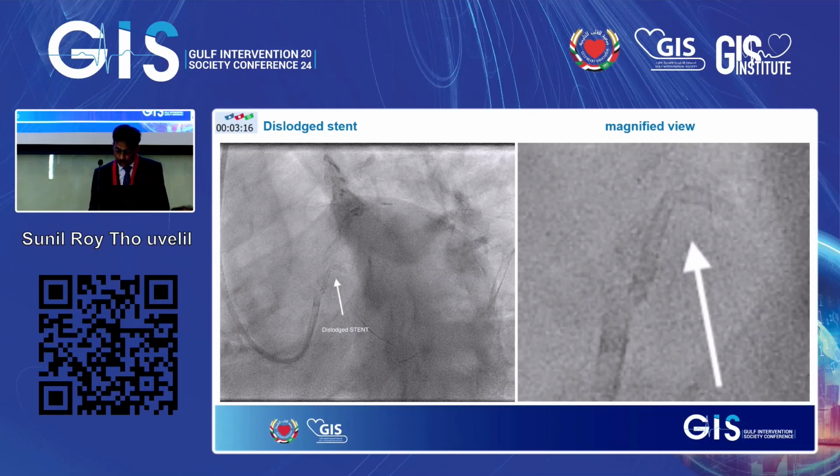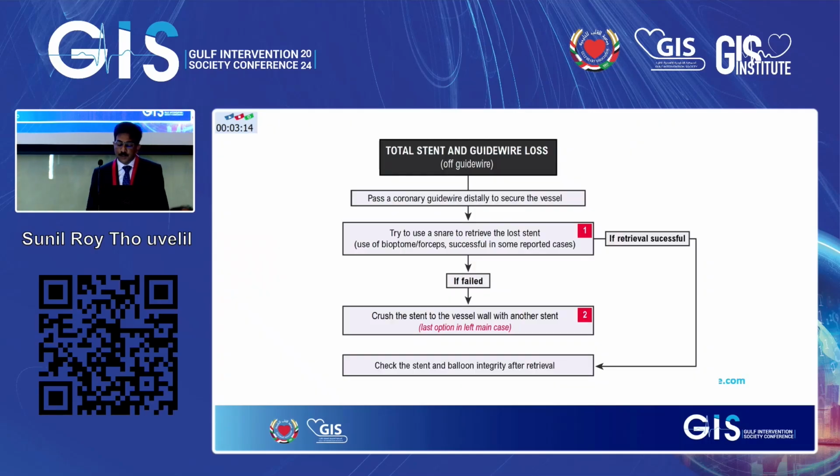And that got stuck in the left main. This is an algorithm recommended by EuroPCR: if there is total stent loss with guide wire loss, try to retrieve it using either a snare, a biotome, or forceps. If retrieval is not successful, then crush the stent, but it is a last option in case of left main.